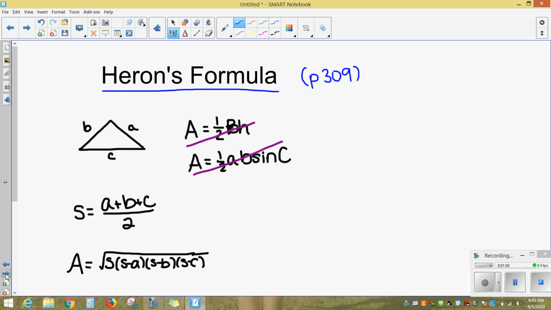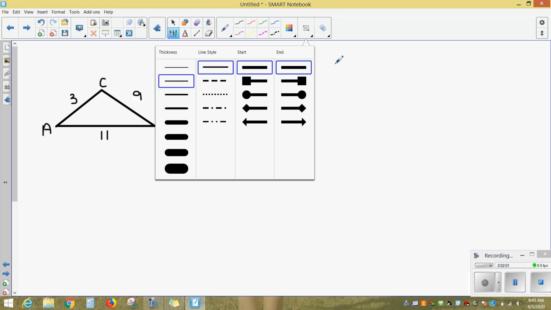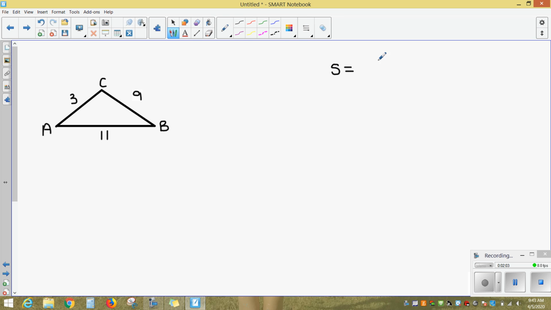So let's find the area of one triangle using Heron's formula, that triangle that we were just working with in the other video. If we want to find S, half of the perimeter, or the semi-perimeter of that triangle, we add up the sides and divide by 2, which is 11.5.